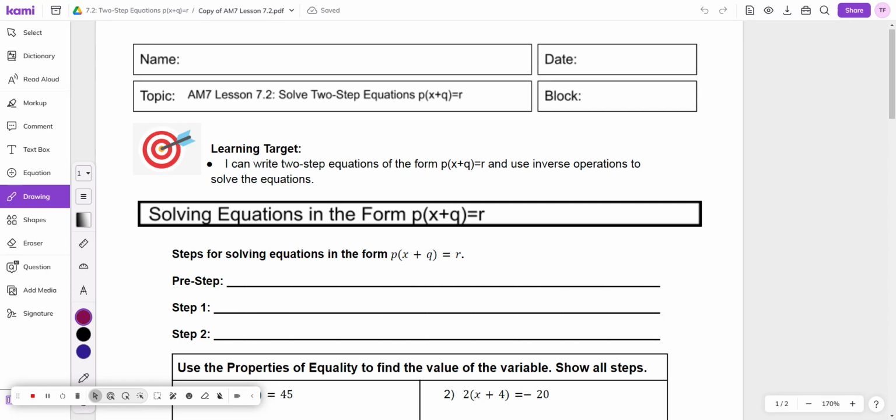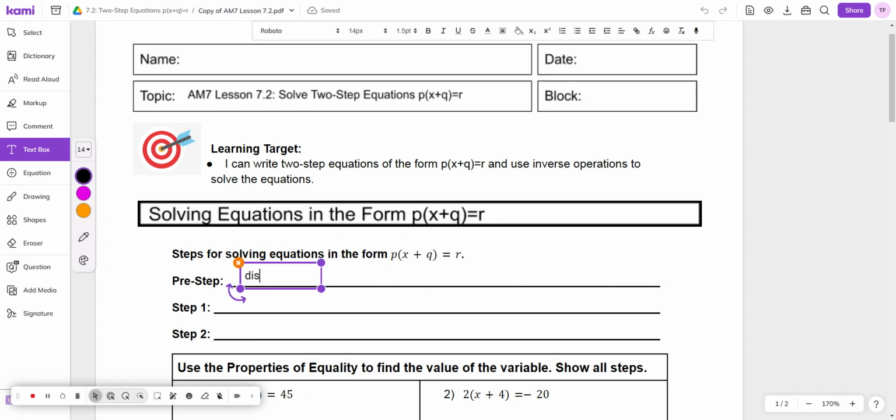In my opinion, personally, the book calls it a two-step equation, but I call it a multi-step equation, but tomato, tomato. What we're going to need to do, before you do anything, whether you call this a two-step equation or a multi-step equation, you must do the distributive property. So you got to do that first.